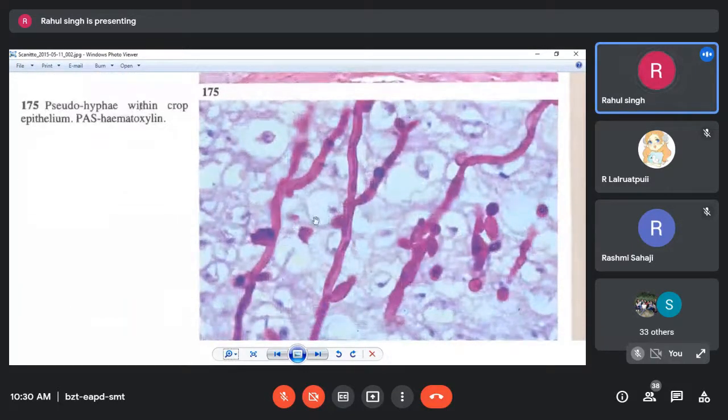Now these are the pseudohyphae at higher power. Pseudohyphae means the hypha is there, but the partition is not present, and some yeast cells are also observed here. So in the crop epithelium we find the pseudohyphae of the Candida, and some independent yeast cells also. All right, these are budding pseudohyphae.